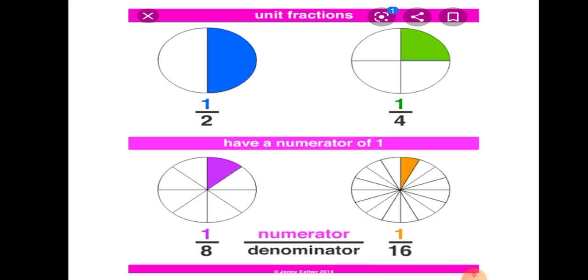Next one is your unit fractions. Fractions with numerator 1 are called unit fractions. For example, now fraction of shaded parts will be 1 by 2, 1 by 4, 1 by 8, 1 by 16. In each case, we have 1 as a numerator. So those fractions which are having 1 as a numerator are known as unit fractions.